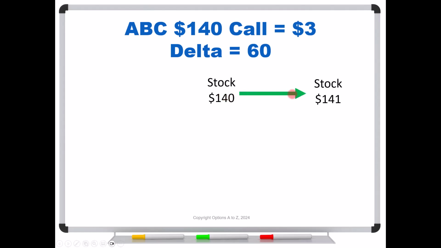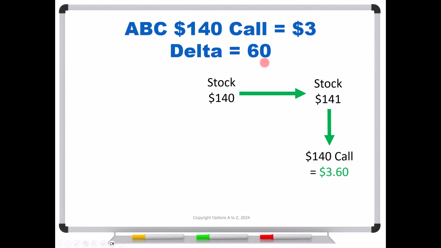So let's say that the stock rises to 141. We would expect that 140 call to pick up 60% of that $1 move, or 60 cents. And so we would expect that $3 option to trade for about $3.60. Even though the stock increased a buck, we shouldn't expect our option to increase from 3 to 4.